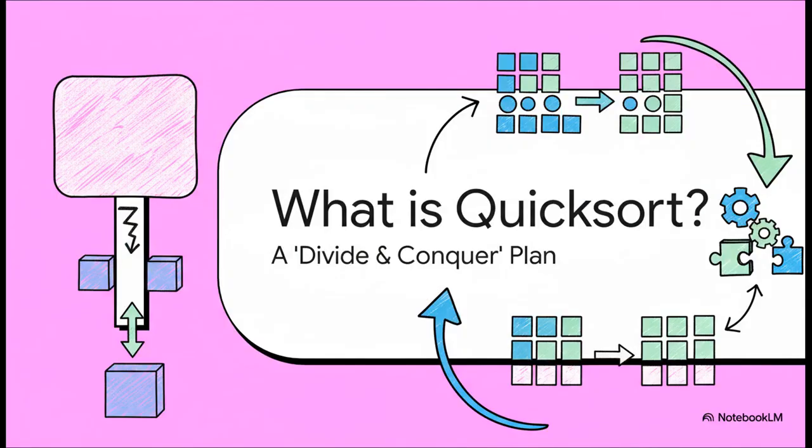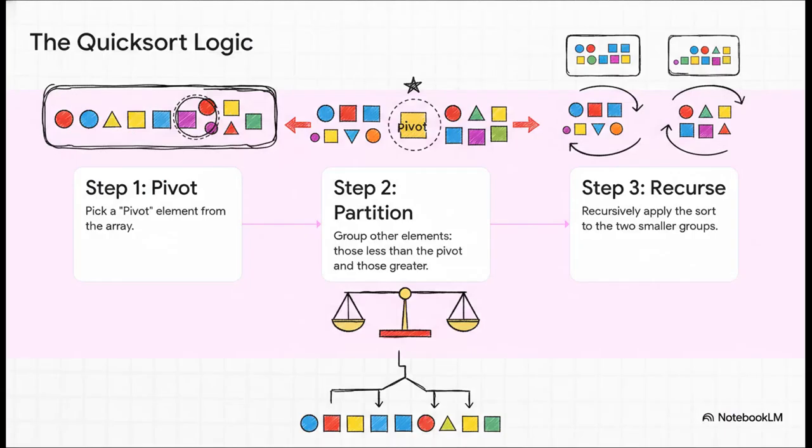Okay, so what is Quicksort? Well, at its heart, it's a really beautiful example of a strategy called divide and conquer. And that's a super powerful idea in computer science. You just take a huge, messy problem, break it down into smaller, more manageable pieces, solve those, and then stitch the results back together. And the logic is actually pretty straightforward.